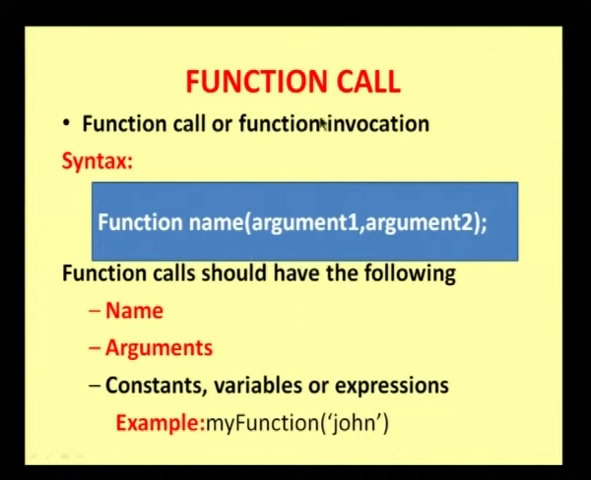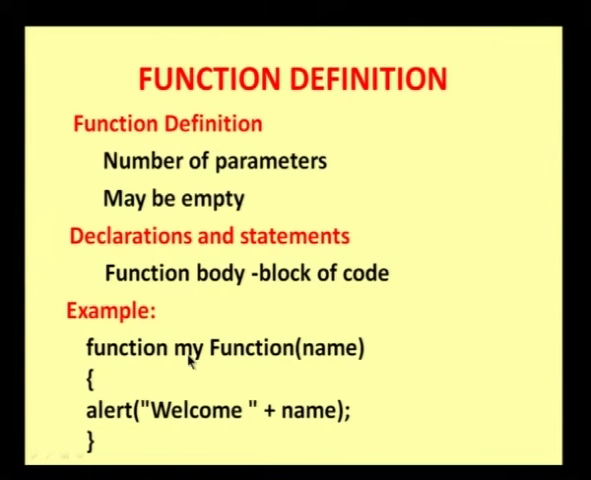As far as function calls are concerned, we should have some rules. A function call should have the name. We can pass the arguments in terms of constants, variables or expressions. For example, previously we had a function called myFunction with a name, a string value, that should be given with the alert box. So the alert box will appear with the name specified in this function.